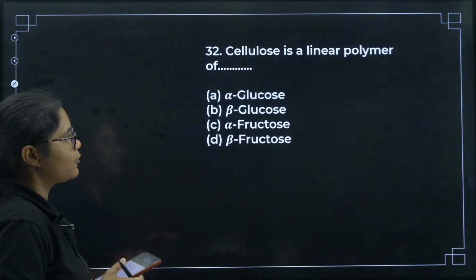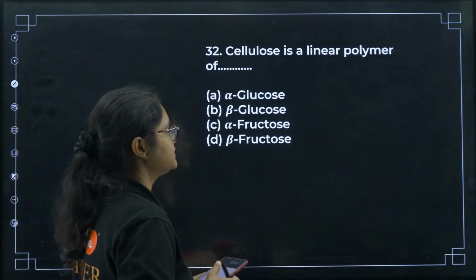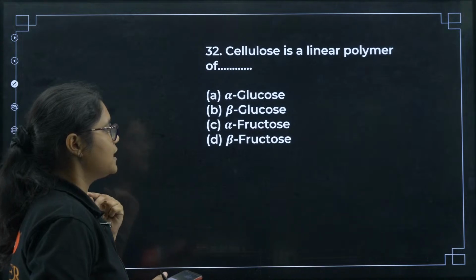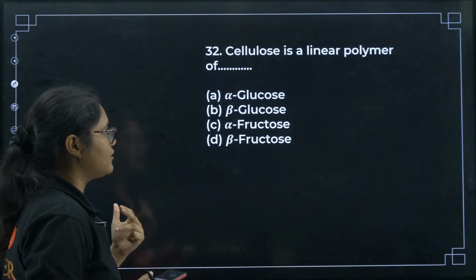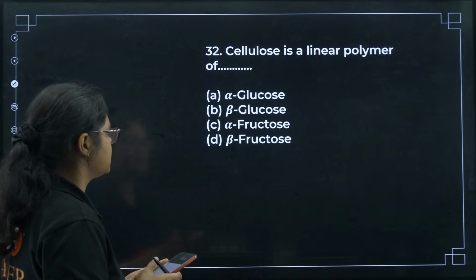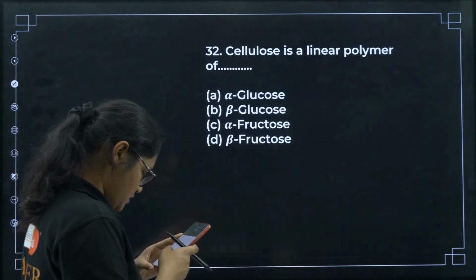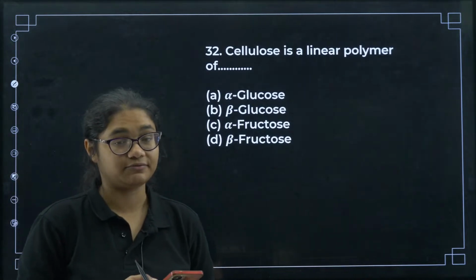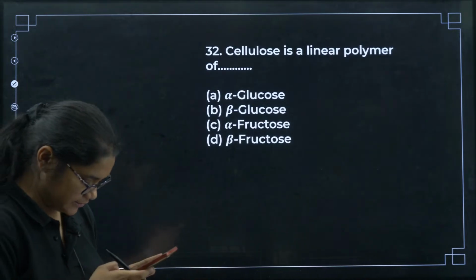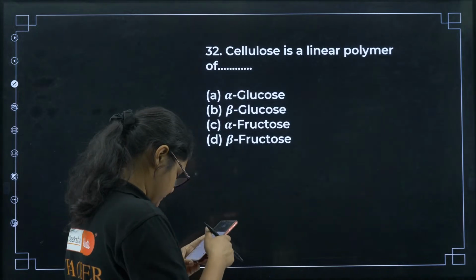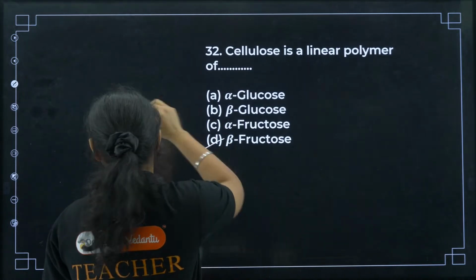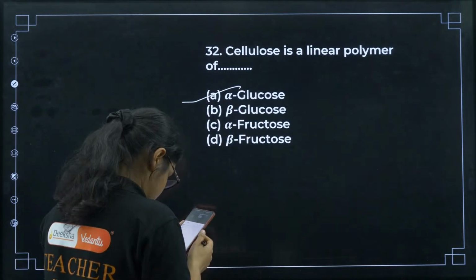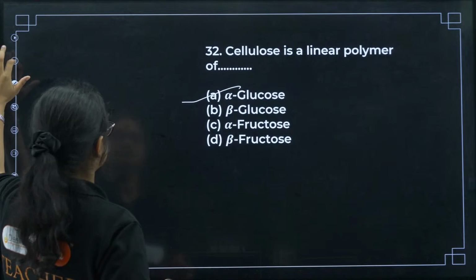Cellulose is a linear polymer of, just now we have discussed, cellulose will be a linear polymer of alpha glucose, beta glucose, alpha fructose and beta fructose. Yes, can you answer this one? Easy question, easy and direct. So in this chapter you won't find much difficult or much tricky question. Generally most of the questions are very direct. Yes, 32 Revana, sorry, 32 is A, Revana is correct here. All of you are also saying correct answer, alpha glucose.